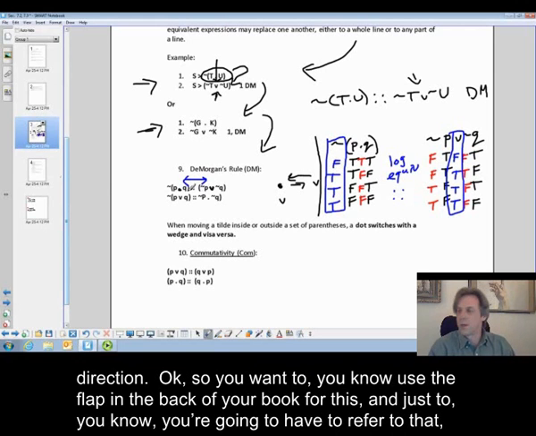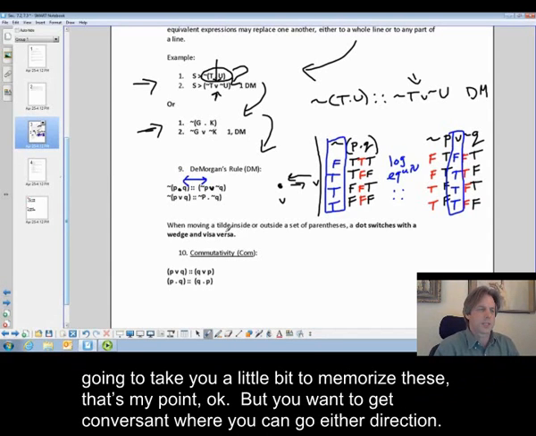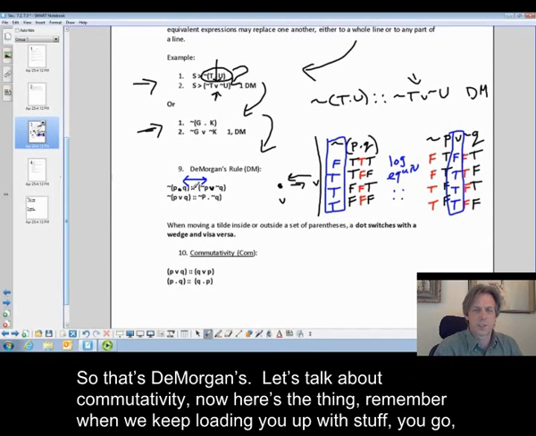Okay, so you want to use the flap in the back of your book for this. You'll have to refer to the flap in the back of your book, because some of these are going to take you a little bit to memorize. That's my point, okay? But you want to get conversant where you can go either direction. So that's De Morgan's. Let's talk about commutativity.